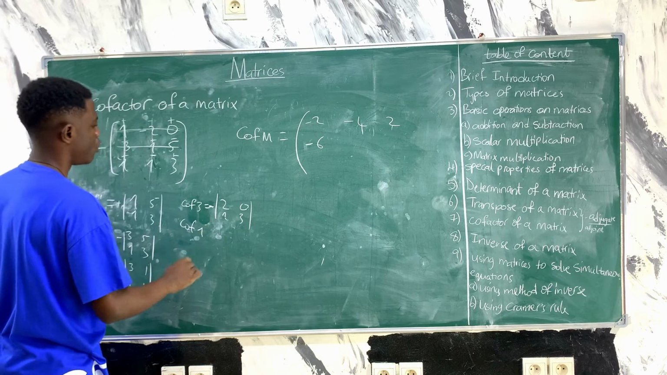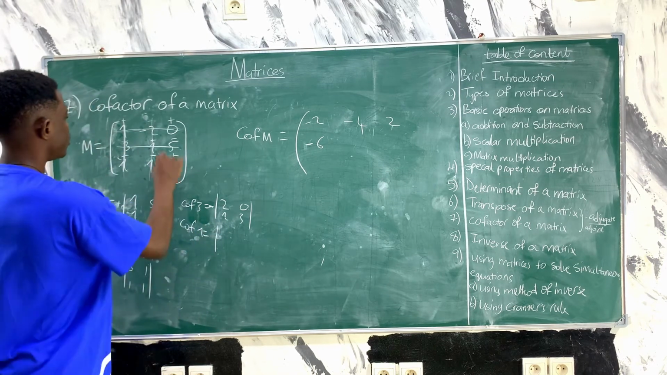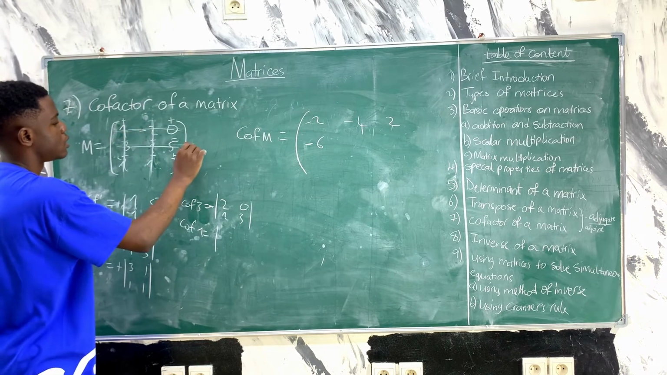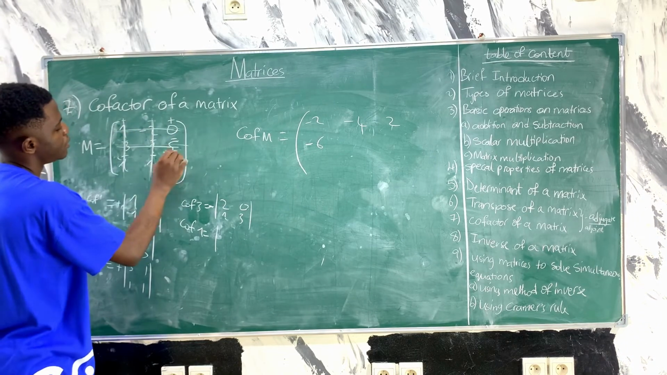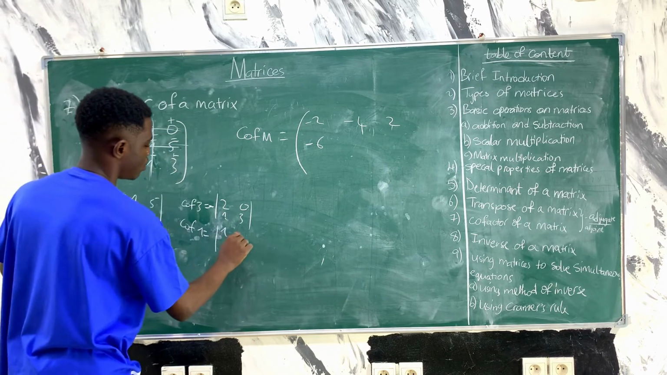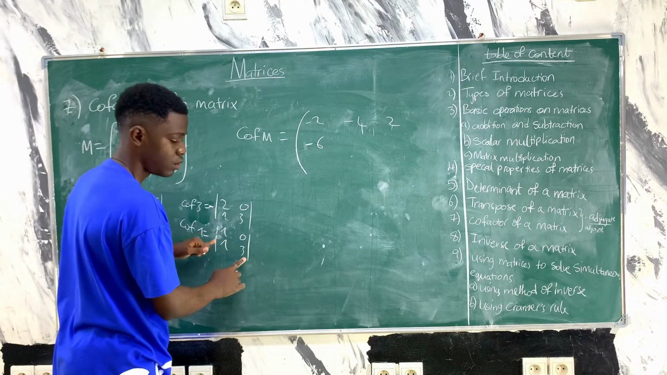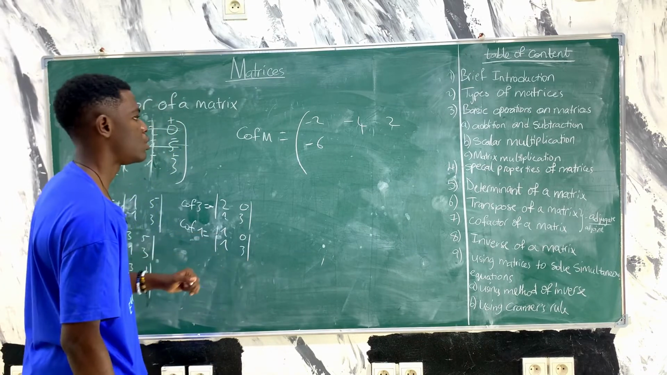Then you find the cofactor of 1. 1 is plus. And because of the determinant, you cancel here and cancel here. You cancel this middle and this middle on the 1. We're left with 1, 0, 1, 3. So 1 times 3 is 3. 1 times 0 is 0. So we just have 3.